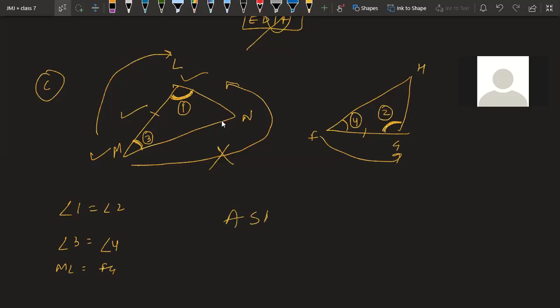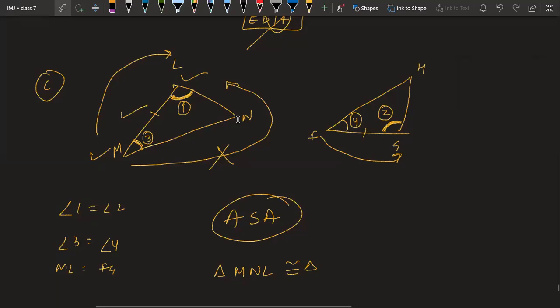The criteria used is angle side angle, and we can say triangle MNL is congruent to, please answer, triangle MNL is congruent to... Okay, Nana is saying FHG, Ekta is saying HGF, others please try. Okay, so maximum are saying FHG, some are saying FGH. So now Nana also has changed the answer as FGH.